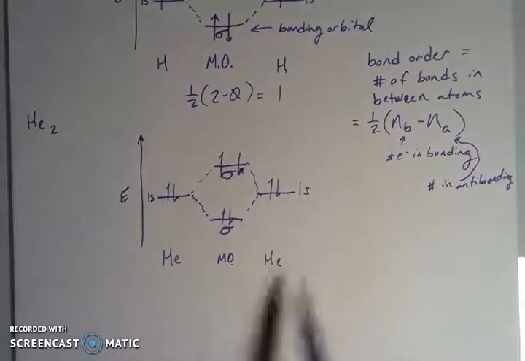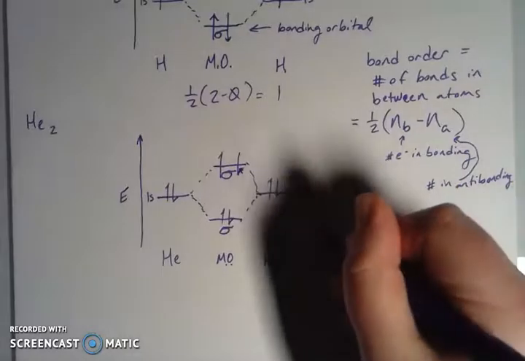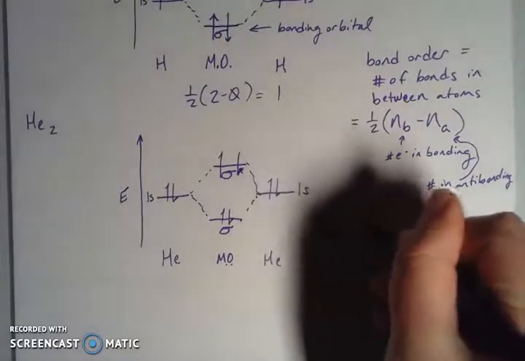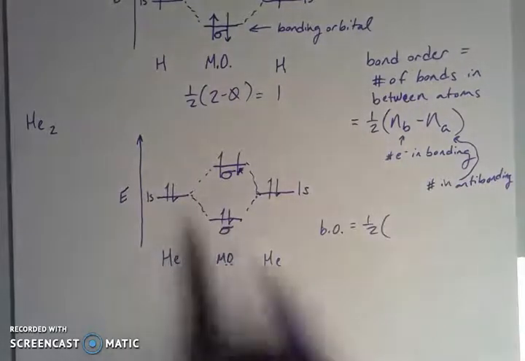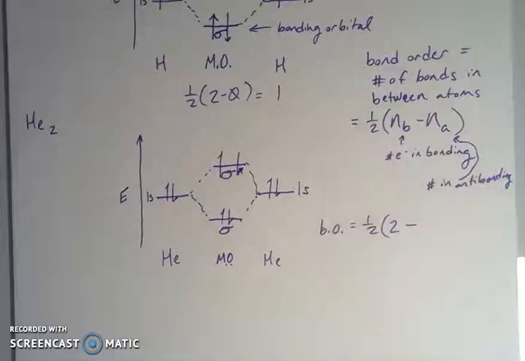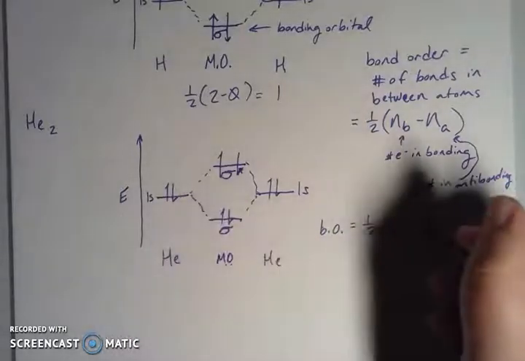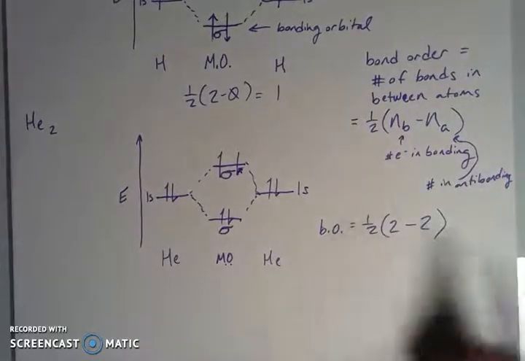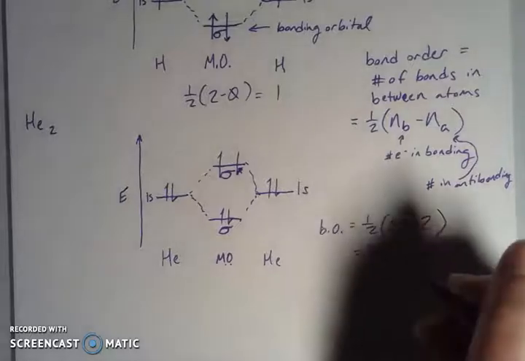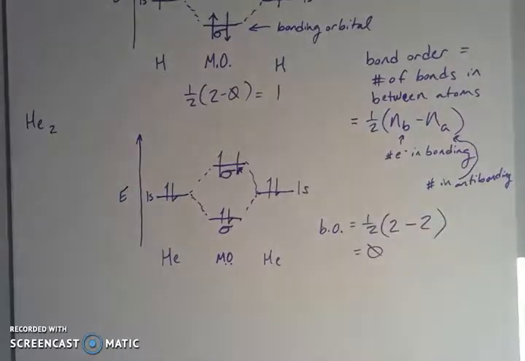Now if I'm looking at the bond order from this, I would say that my bond order is equal to 1/2 the number of electrons in bonding orbitals, which is 2, minus the number of electrons in antibonding orbitals, which is 2. So that's 1/2 of 0, which is 0. That means that there is no bond that forms between these, and this would not be a valid structure, right? This is not an energetically favorable structure because of the way that its MOs line up and the electrons that we're bringing in.